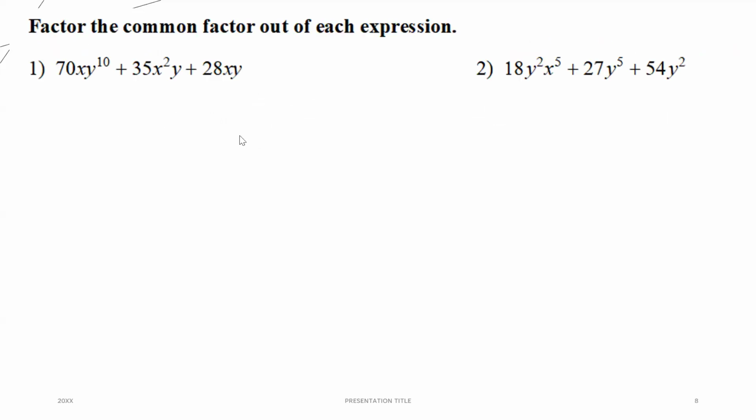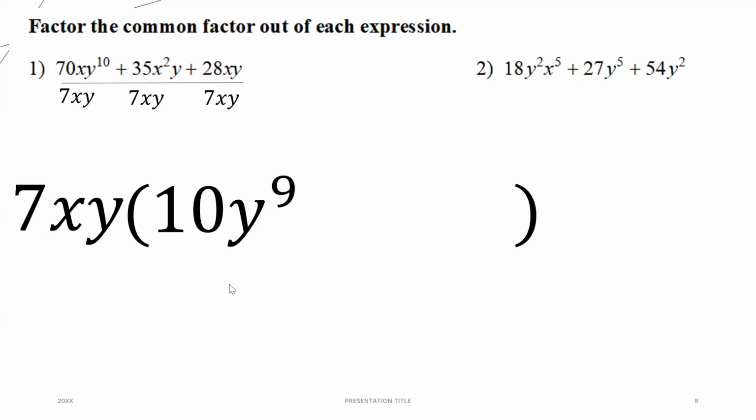Okay, sometimes there's multiple variables. Like I said, I like to do my numbers first. So 70, 35, and 28, take out a 7. X's, I have x here, x squared, x. So they all have an x, so I can take that out. Y's, y to the 10th, y. I can take the y's out as well. So 7xy would be my GCF.